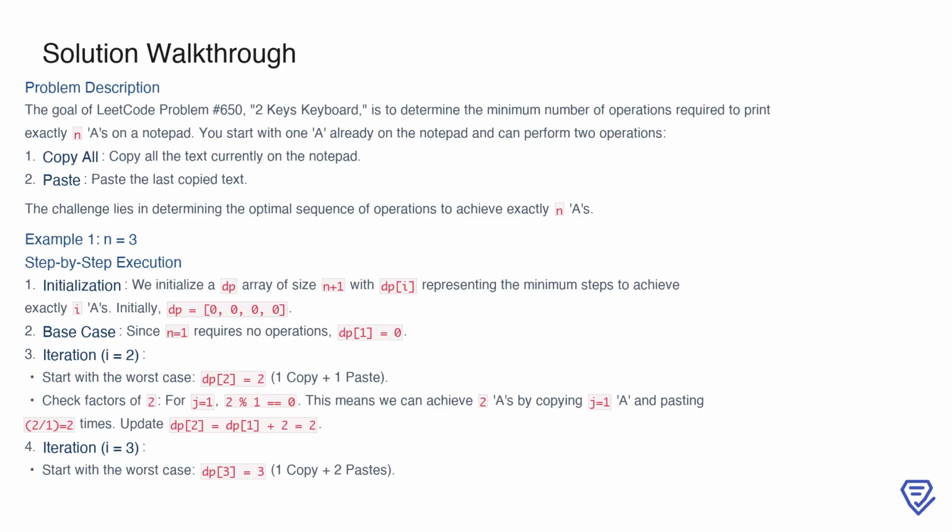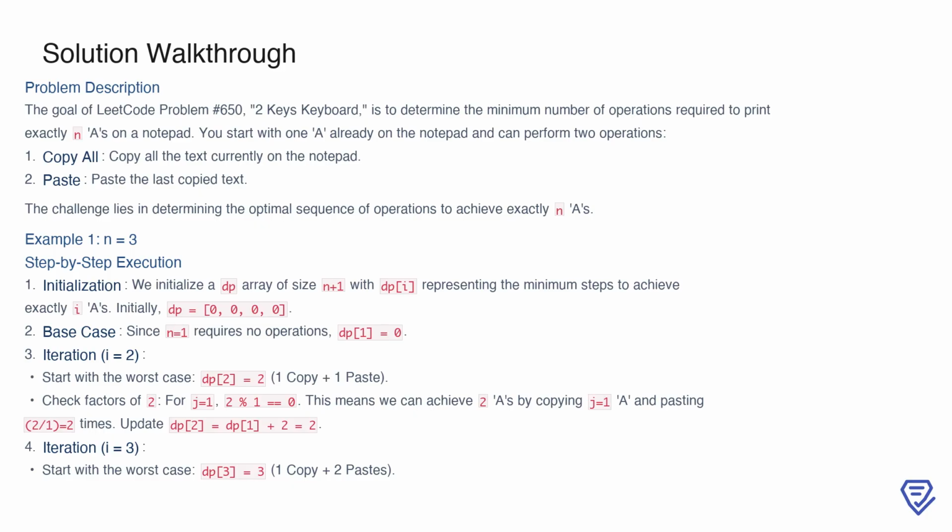To illustrate, let's walk through the example where n equals 3. First, we initialize the DP array as 0, 0, 0, 0. For the base case, dp[1] equals 0 because no operations are needed when we already have one A. Next, for i equals 2, we initially assume the worst case where it takes two steps, one copy all and one paste, so dp[2] equals 2.